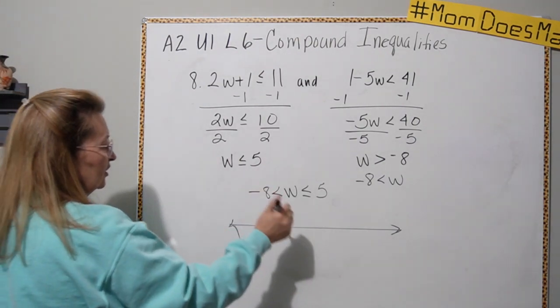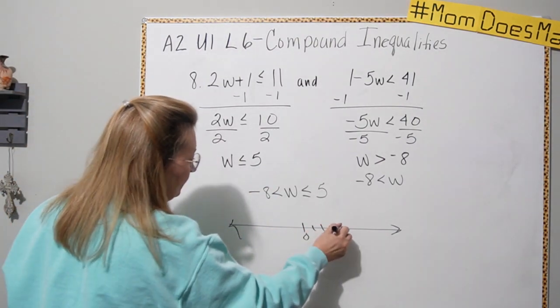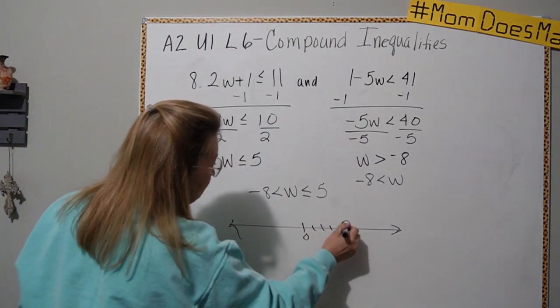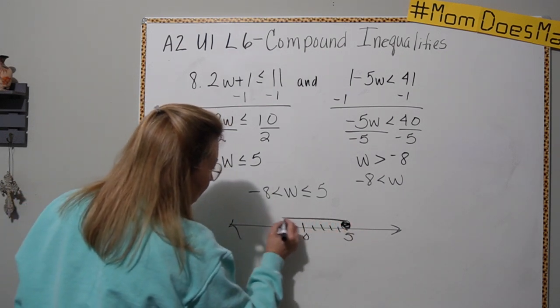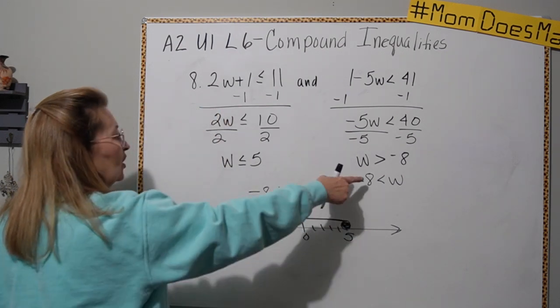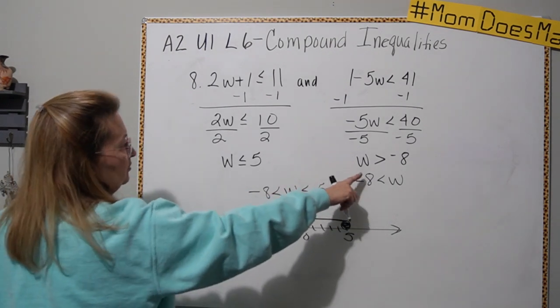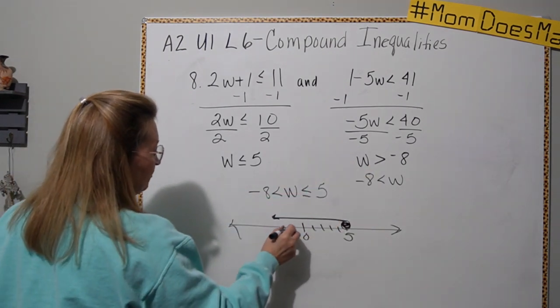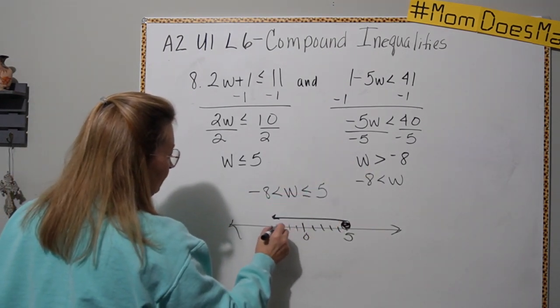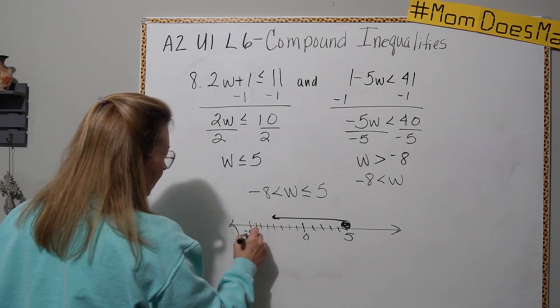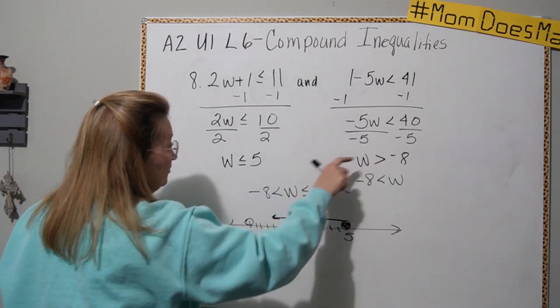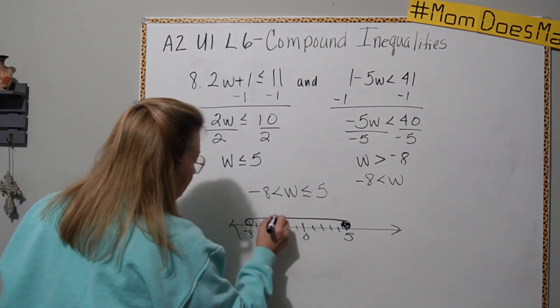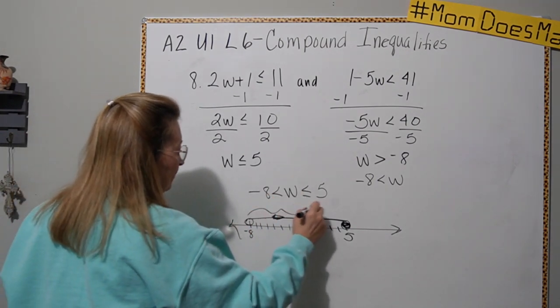w is less than or equal to 5 would be a solid dot on the 5, and for it to be less than 5, it's going to go this direction. All right, now this one, w is greater than negative 8. I'm going to go to negative 8 right here. I'm going to have an open dot, and since w is greater than negative 8, it goes this direction, and you see your overlap here.